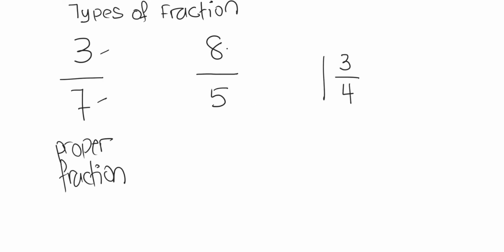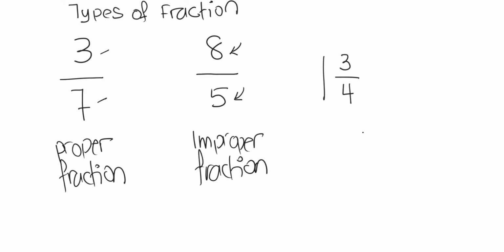Okay, what about this guy over here? Now here I have the numerator 8 and the denominator 5. So the numerator is greater than the denominator. So in this case, this guy is not proper. So we're going to say that this is an improper fraction. Okay, make sense? Okay, let's move on to the third.